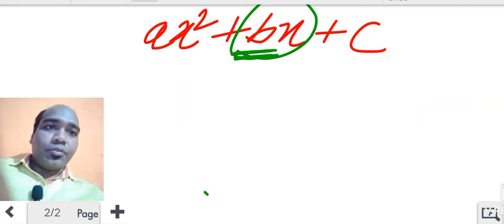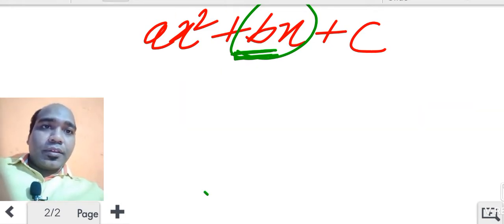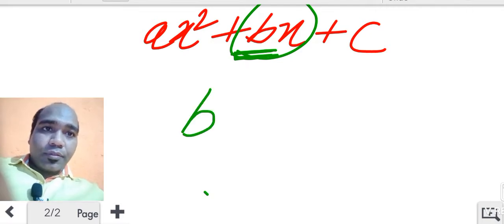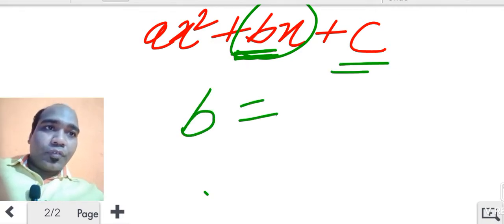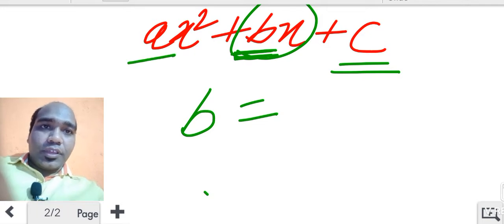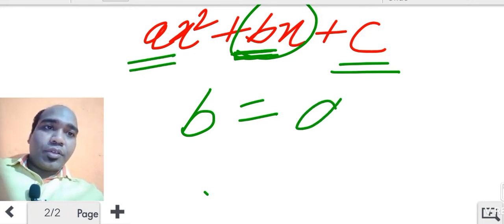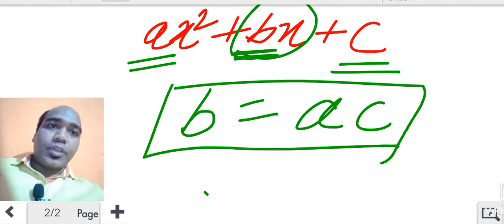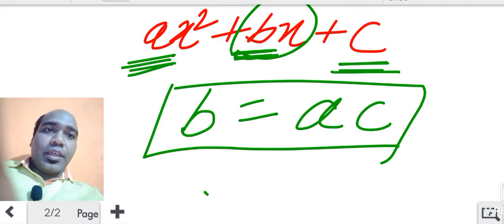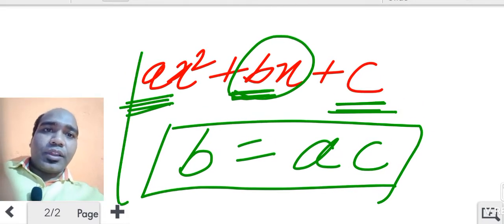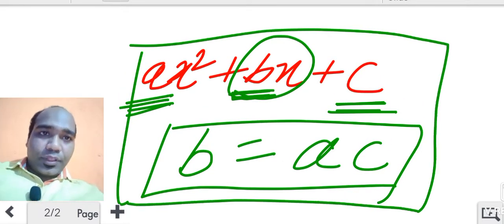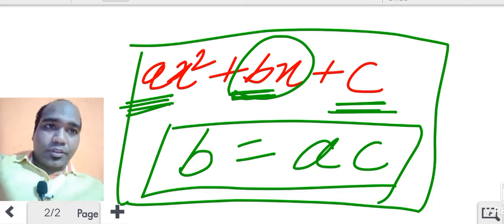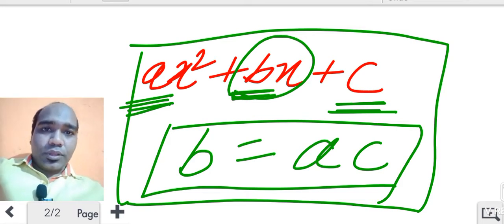After that, what we have to do? After that, the product of the two parts of b should be equal to the product of c and a. Now in this form you may feel it is a little difficult, but if I tell you with an example, then it will be easy for you to understand.